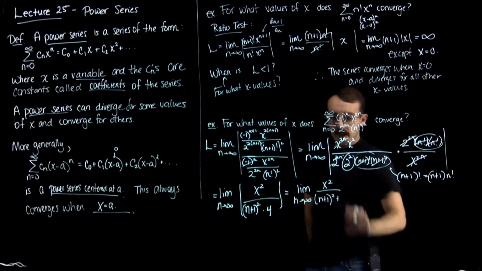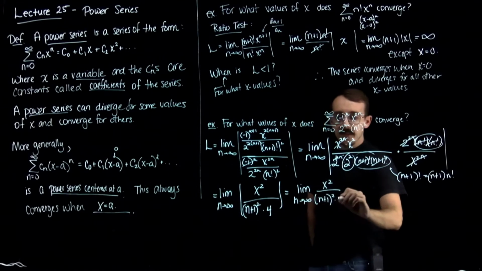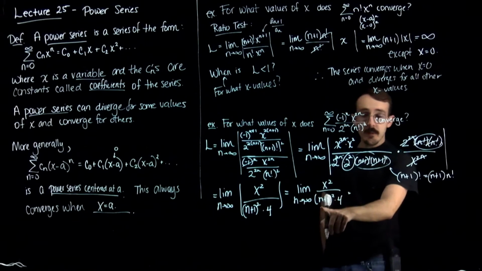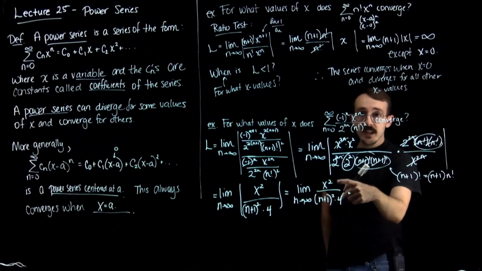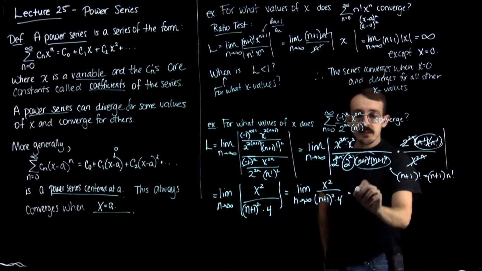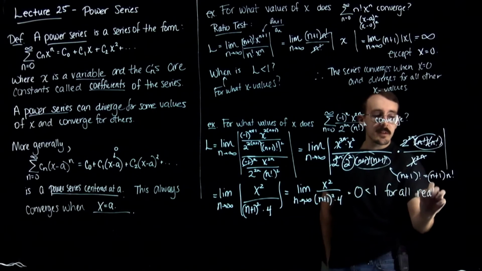And then no matter what x value you give me, what happens to this limit as n goes to infinity? Well, the denominator gets huge. So I'm always going to have some number divided by something that goes to infinity. This goes to 0 for all real numbers x. Doesn't matter what x you give me.